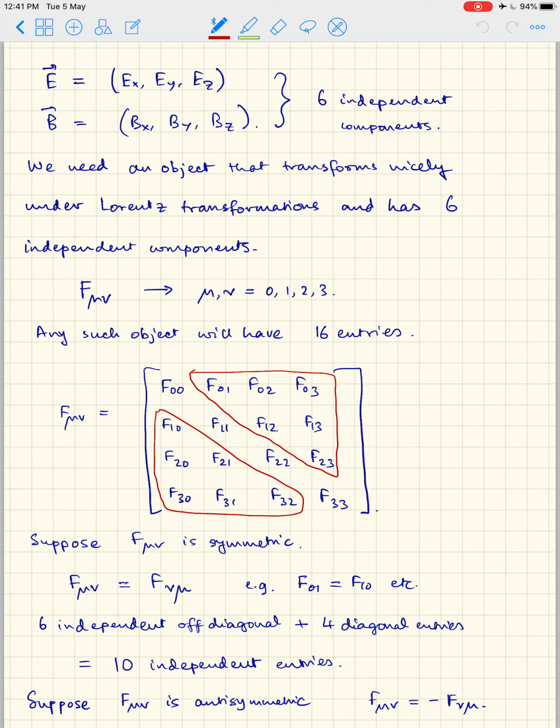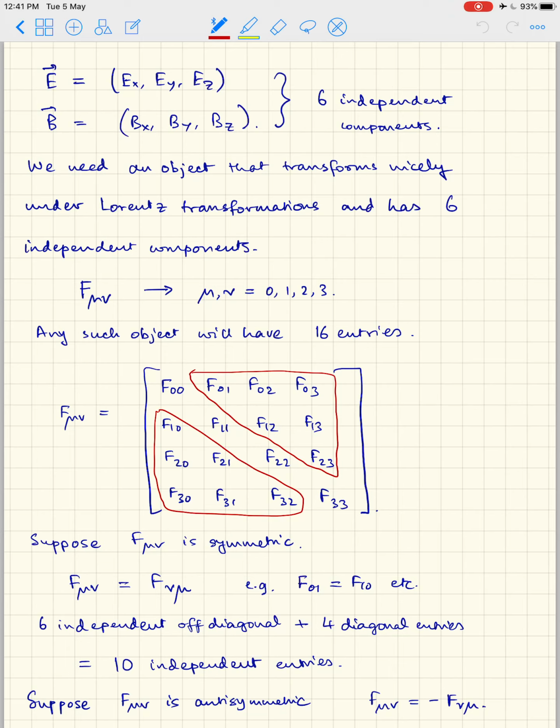So the first thing that we could assume is that F mu nu is symmetric. If we did that, then of course the off-diagonal elements will get related. So those would be 6, but there will also be diagonal entries which would form 4 more independent ones. So there will be 10 independent entries. That doesn't do the job.